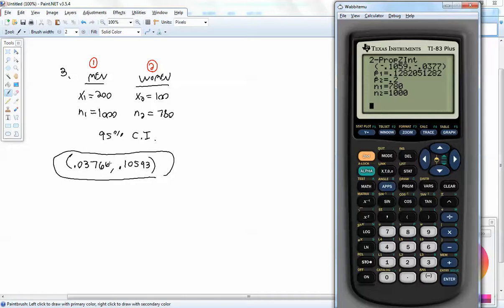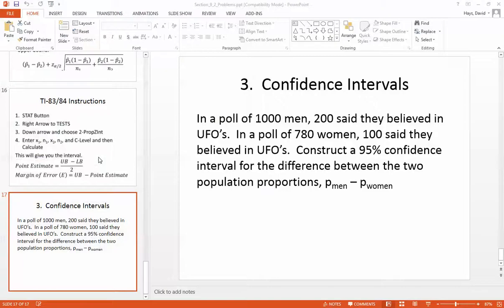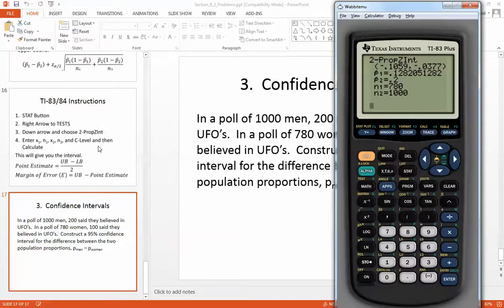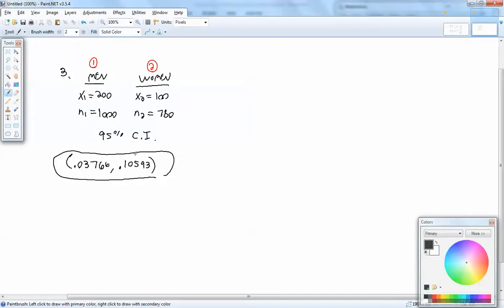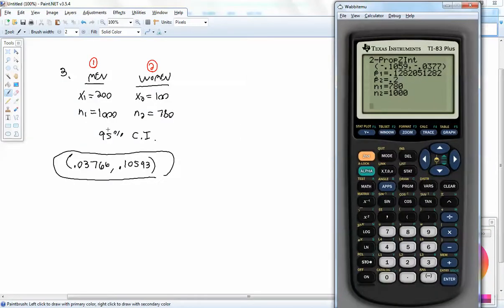And this problem here did not specify really an order. They said the difference between the two population proportions. And I specifically told you in this problem to find the difference between the men and women, which gave us this value. But if we switched it around and said we're finding the difference between the women and men, well, then we'd get these. And again, you maybe look at that and say, well, that doesn't make any sense.